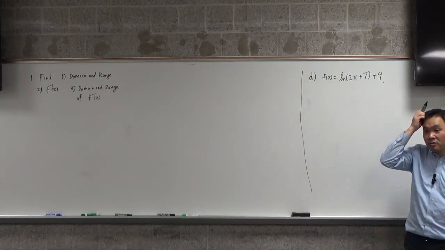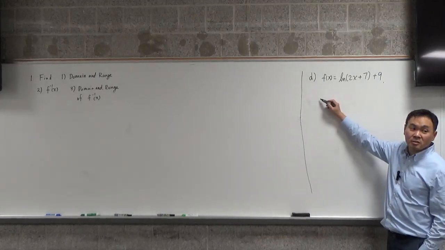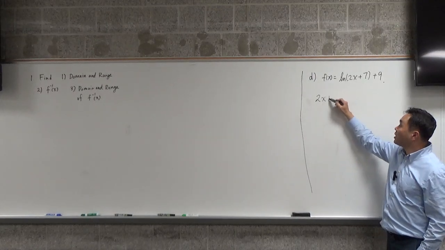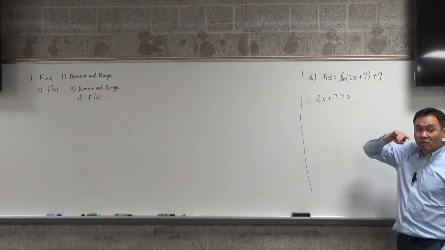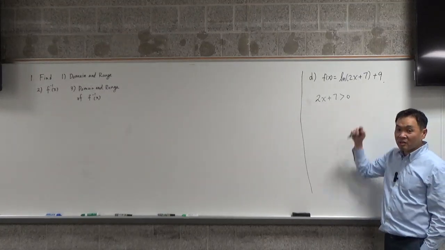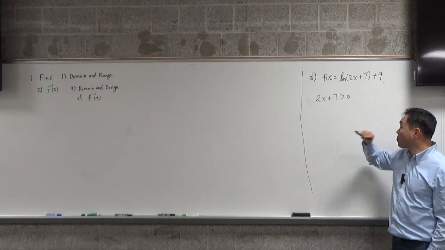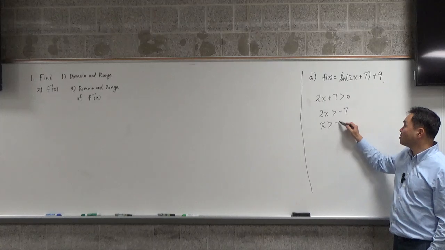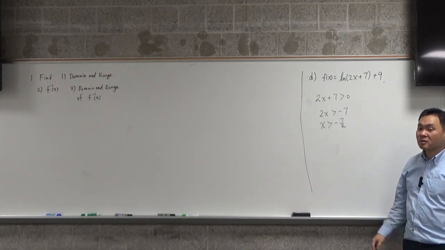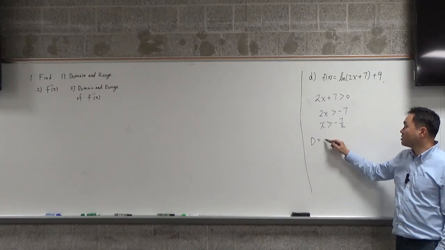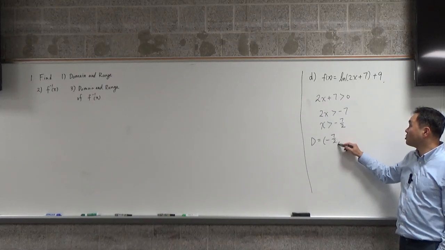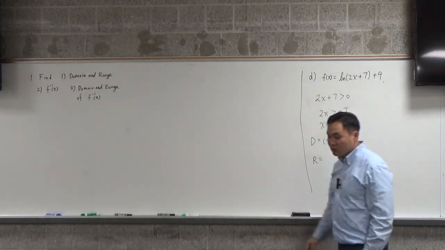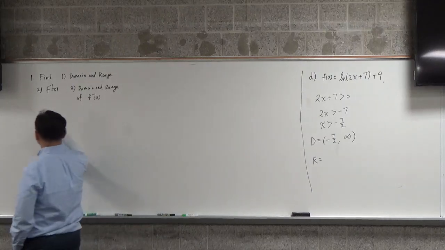All right, this next function. How do you get the domain? Whatever is inside the log, what do you know? It has to be strictly greater than 0. It can't be 0. It can't be negative. It has to be positive. So you subtract 7 from both sides, divide by 2. That's what you get. And therefore, the domain is negative 7 over 2 to infinity. Let's hold off on the range and go straight to finding the inverse function.